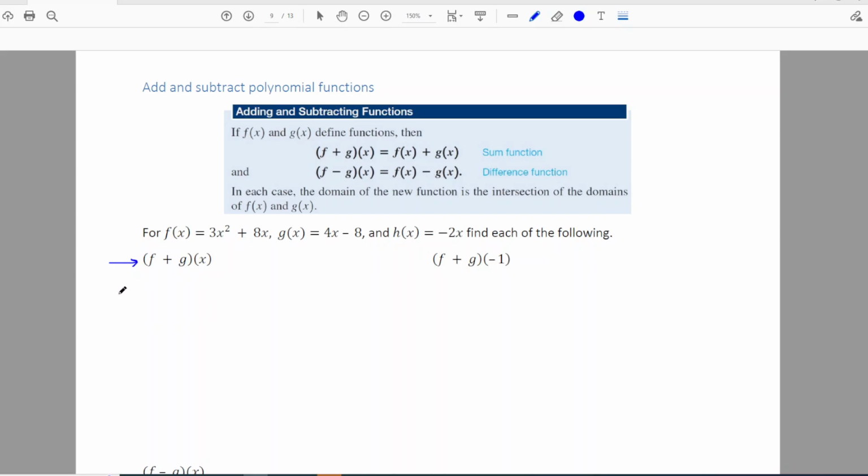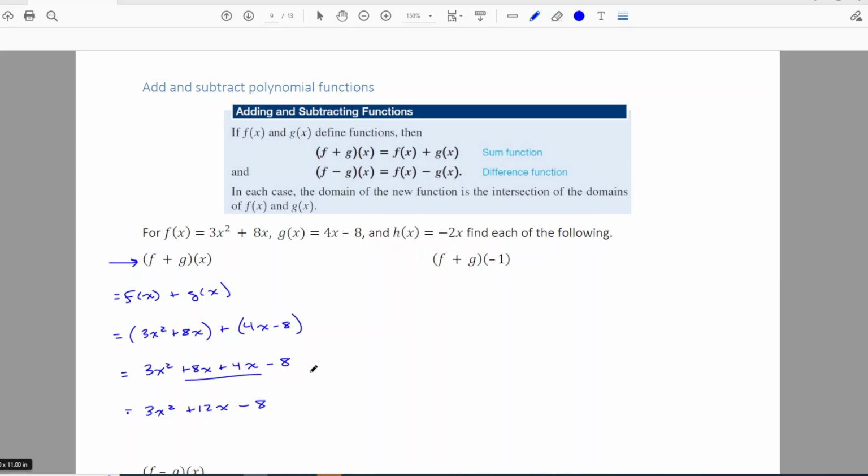So in this example, they're trying to get you to take the f of x function and add to it the g of x function. In this case, we've got f of x being 3x squared plus 8x, and then the g of x function being 4x minus 8. And then we're simply adding. So we're looking to see if there are any like terms. The brackets don't do anything, right? This is adding, so it's 3x squared plus 8x plus 4x minus 8. These would be my like terms. I would end up with 3x squared plus 12x minus 8.